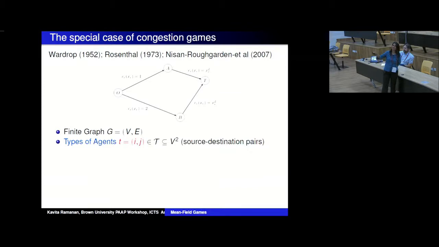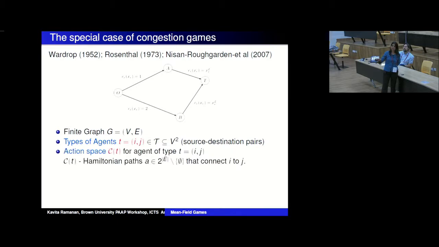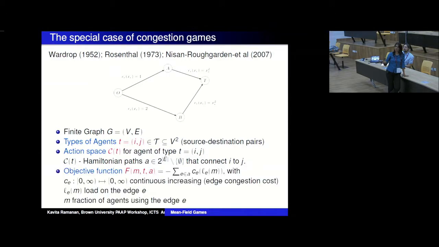So in the case of congestion games, you have some finite graph, so it's always these congestion games on networks. The types of agents are in fact the source and destination pairs. And the action space, C_t, for each agent of some type ij is a set of Hamiltonian paths, which just means a subset of the edges such that they can be reordered so you can go from the source to destination that connect i to j. And then the objective function will look something like this.